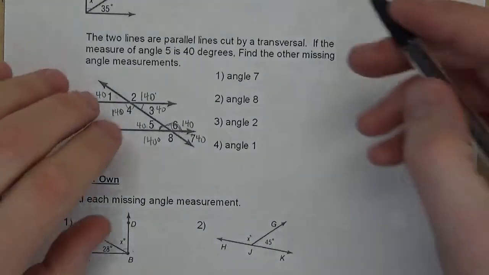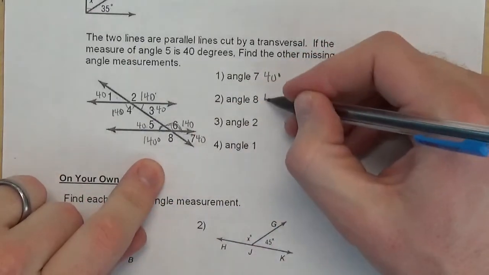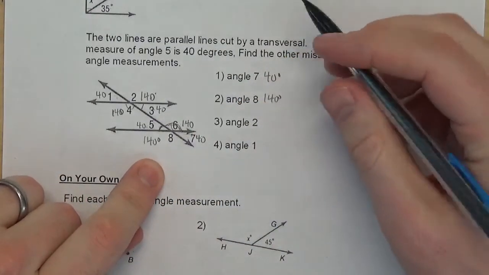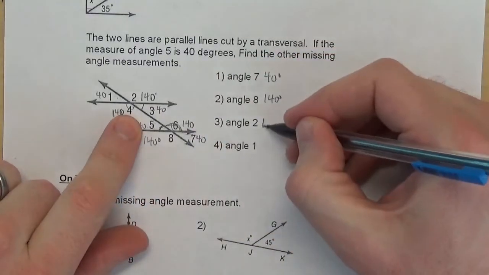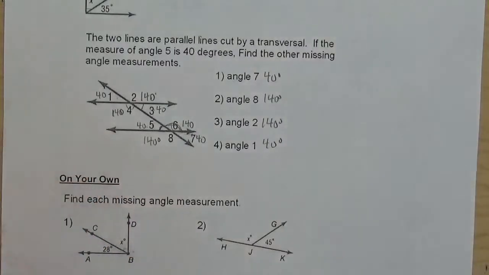Let's answer the question now here. Angle 7 is 40 degrees. Angle 8 is 140 degrees. Angle 2 is 140 degrees. And angle 1 is 40 degrees.